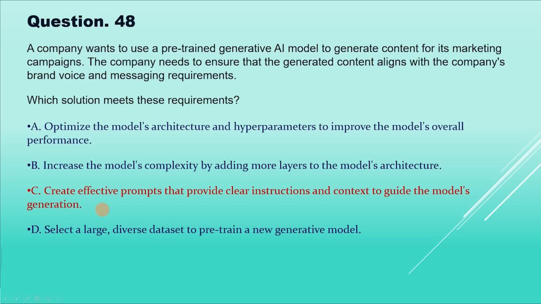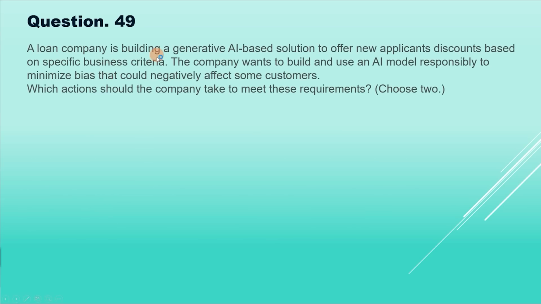Now question number 49. A loan company is building a generative AI based solution to offer new applicants discounts based on specific business criteria. The company wants to build and use an AI model responsibly to minimize bias that could negatively affect some customers. Which action should the company take to meet this requirement?